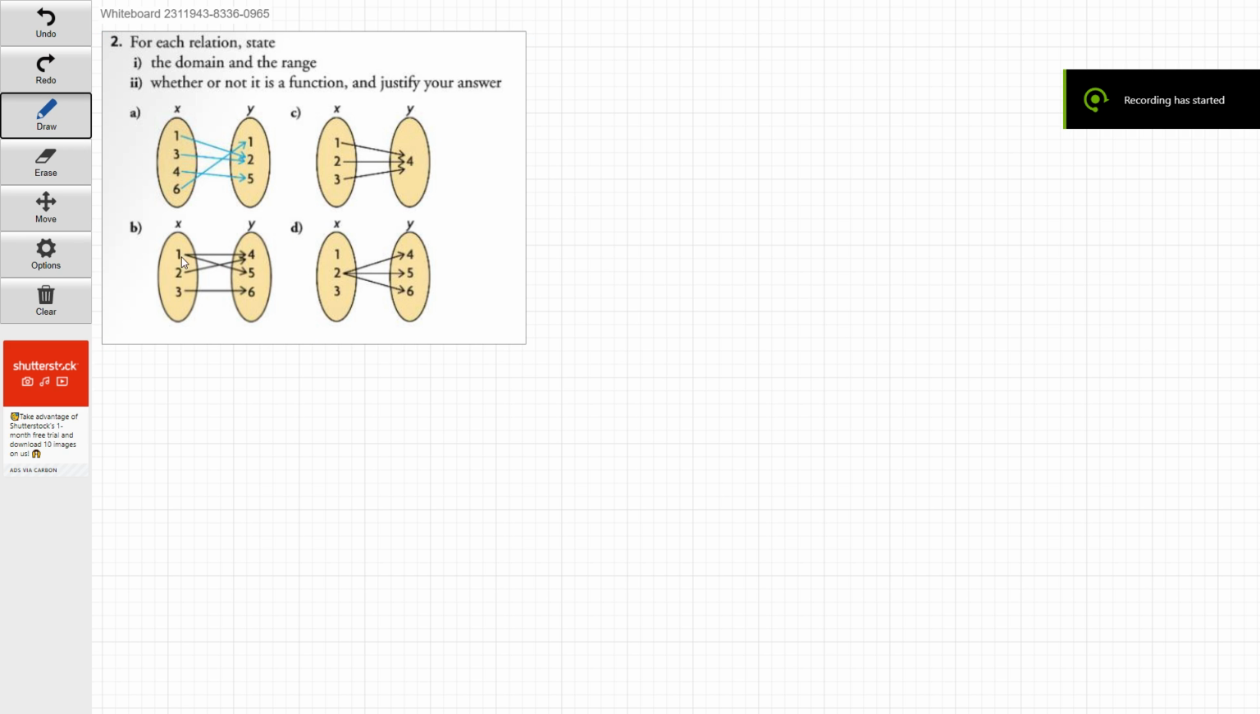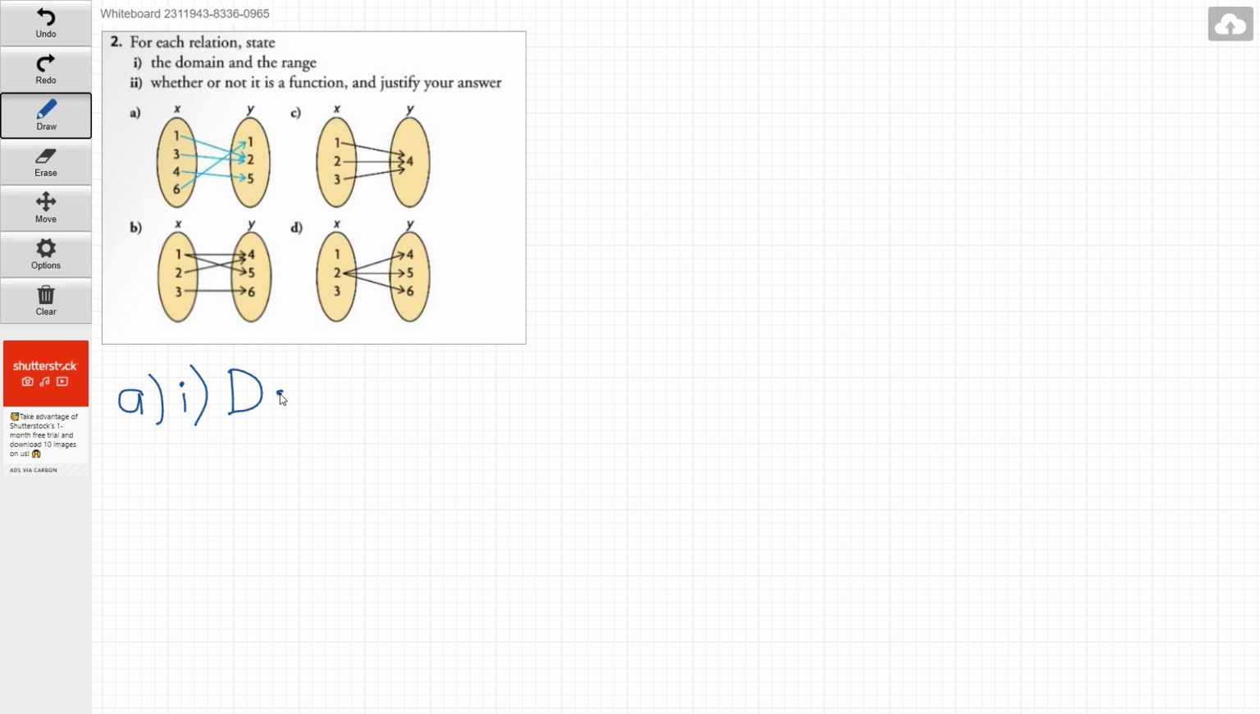Hey everyone. Alright, so for question 2, for part A, you have to write the domain and the range. For part A, it's these two guys right here. The domain is just listing all the possible x values. How we write it in set notation, our domain is D colon curly bracket, and what's our domain? Here we have 1, 3, 4, and 6.